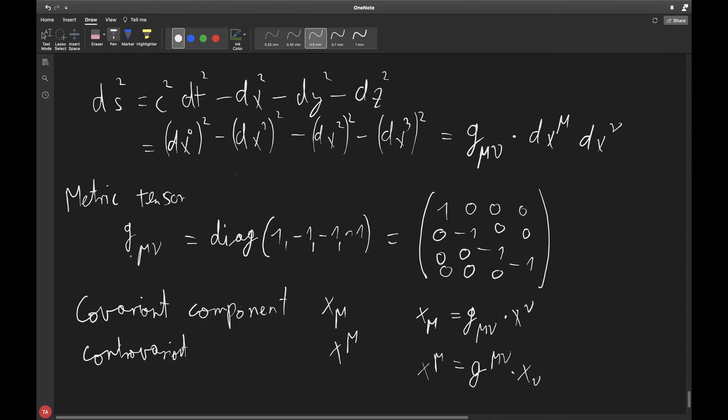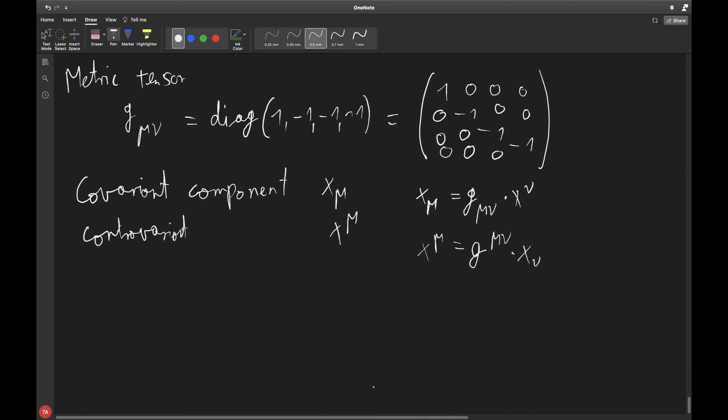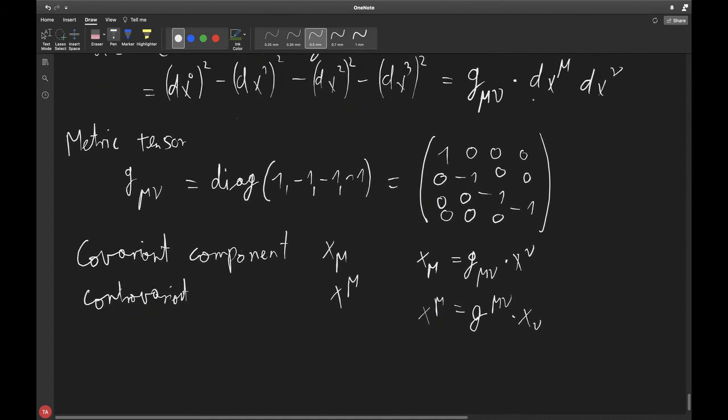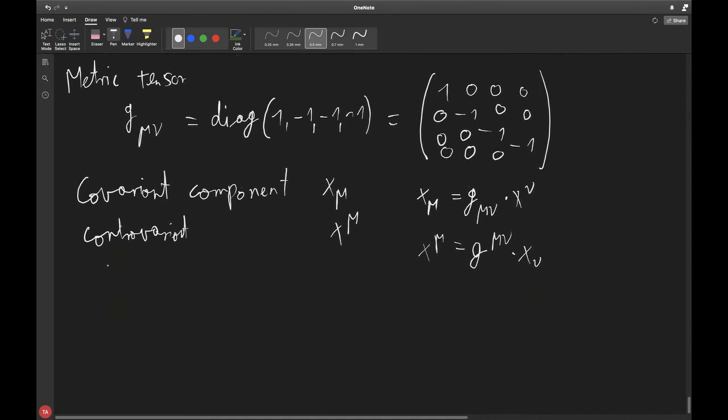So the metric tensor can lower or raise these indices. That's nice, because then we notice that this thing up here is essentially a multiplication of a covariant and a contravariant component. So all this leads to ds squared being dx mu down times dx mu up. And please notice that there was a repeating index, so this follows Einstein's convention.